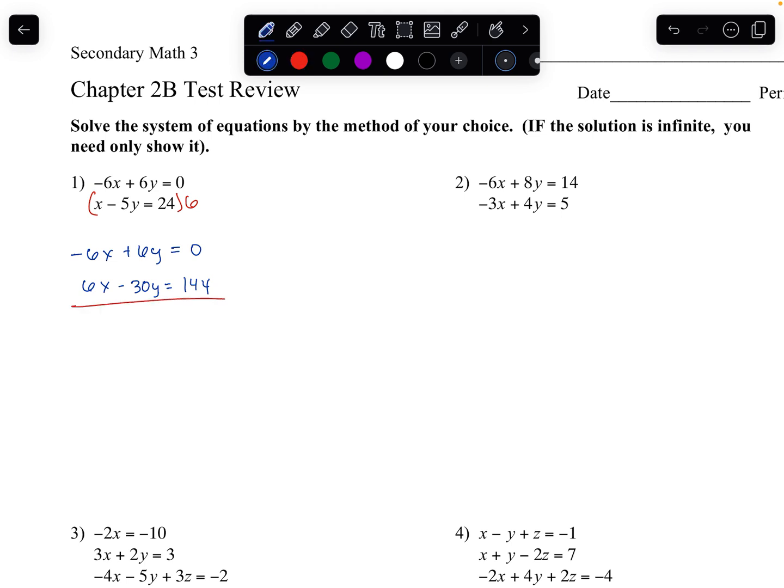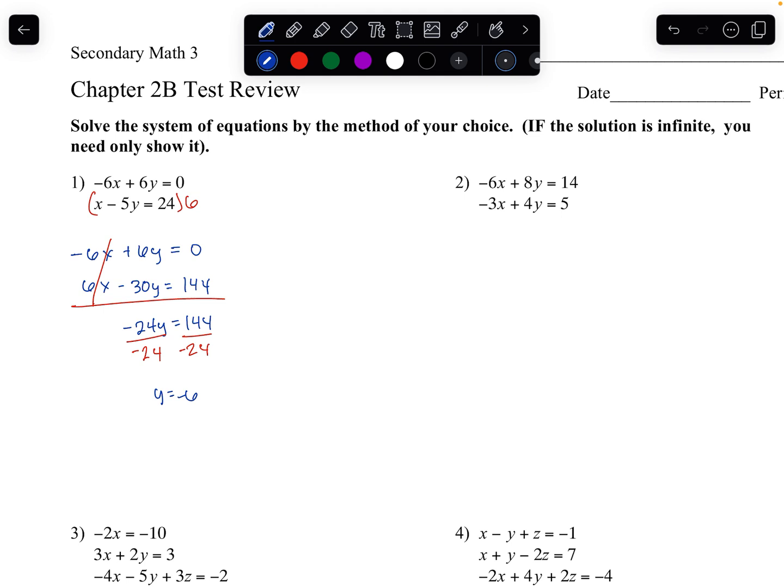And then we're going to add these together. Those are going to become 0. And then we're going to get negative 24y is equal to 144. We're going to divide both sides by negative 24. And y is going to be equal to negative 24. That should be equal to 6, because when I multiplied 6 by 24, I got 144. And then whenever I divide, yeah, it should be negative 6. Man, I am missing my negative signs.